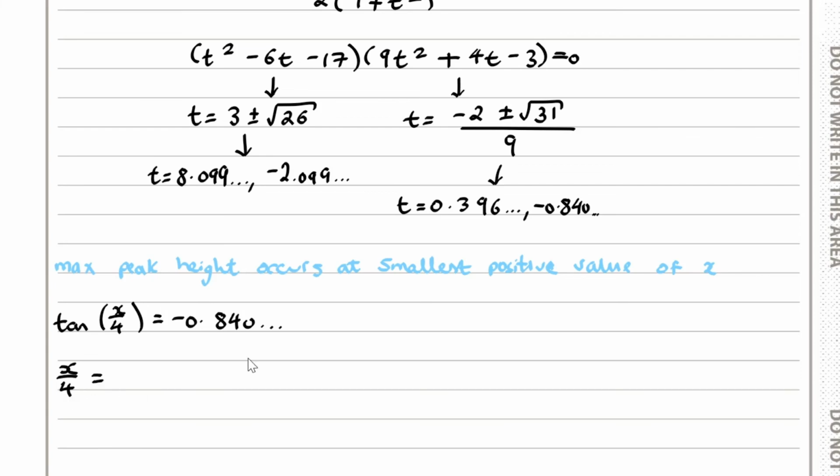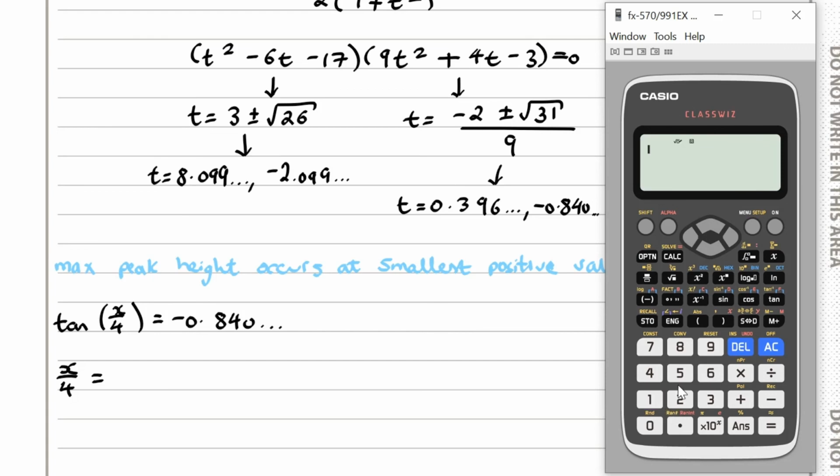So inverse tanning both sides, x over 4 is equal to, if I go back here, the inverse tan of minus 2 minus root 31 over 9. Make sure that your minus is in the right place. So we have x upon 4 equal to minus 0.699, etc. And then we can find x from here. If I multiply this by 4, we come out with a value of minus 2.796, etc.